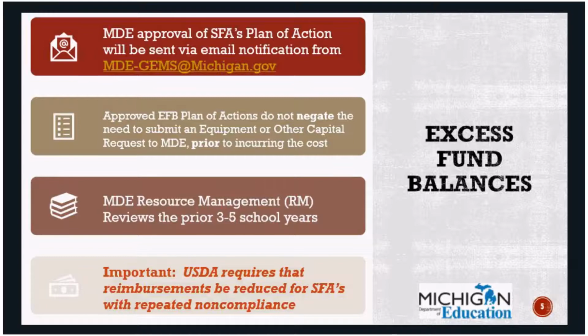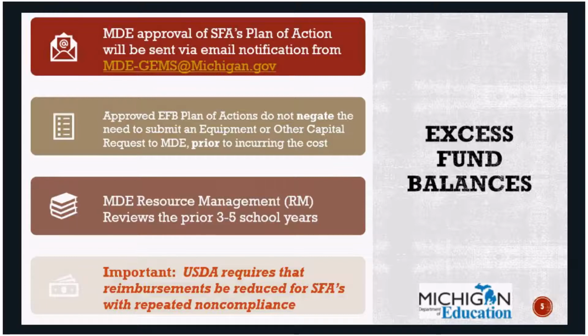During resource management reviews, we will be checking the prior 3 to 5 school years, and any SFAs with excess fund balances will be issued a finding and has the potential for further findings if they failed to submit a required spend down plan, failed to execute an approved spend down plan, or failed to obtain MDE's prior approval for equipment or other capital outlay requests. It is important to note that having an approved excess fund balance plan of action does not mean that you have an approved equipment or capital outlay request.